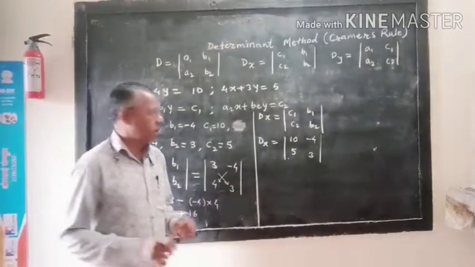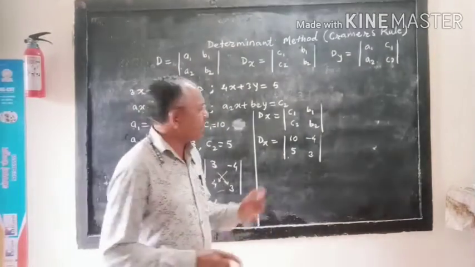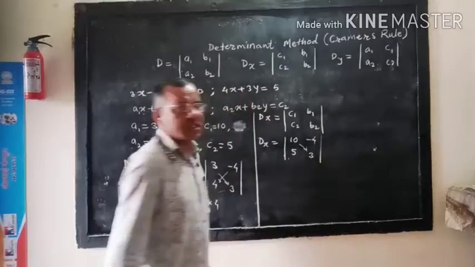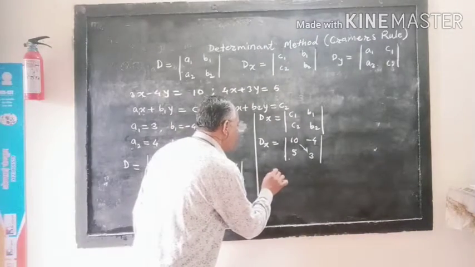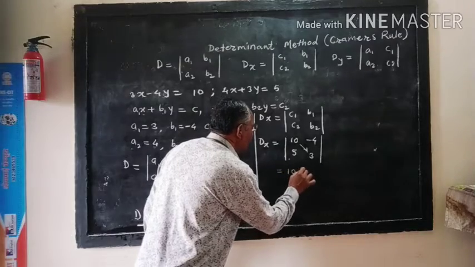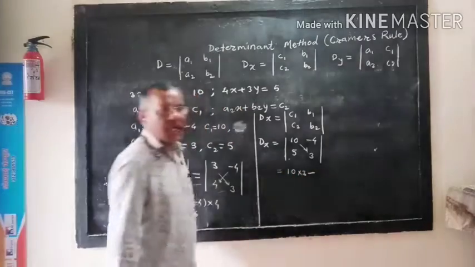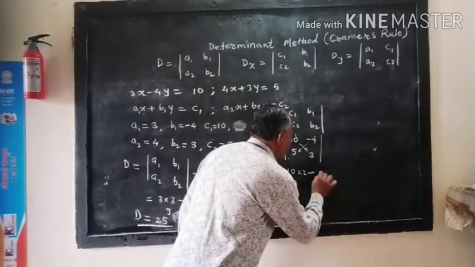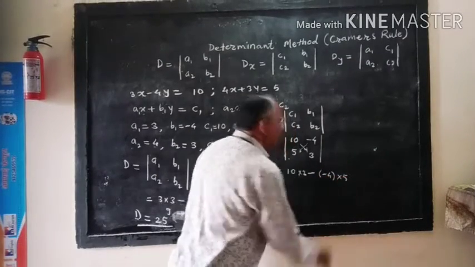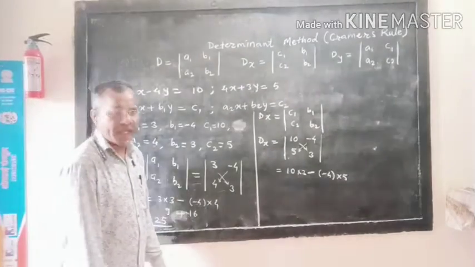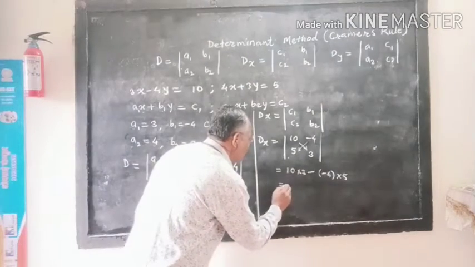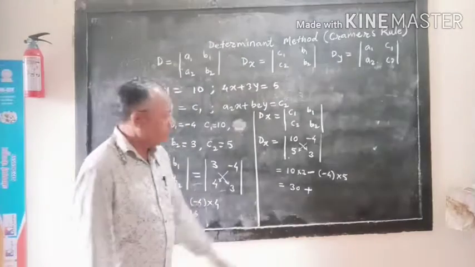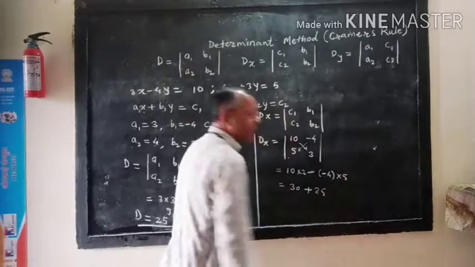Now we have to calculate it. We have to find the value of d of x, that is the value of this determinant. Now what can you do? You have to cross multiply. d of x is equal to 10 into 3 and the sign minus, this minus 4 into 5. Now multiply it. 10 into 3 is equal to 30. This minus minus becomes plus here, 4 into 5 is 20.